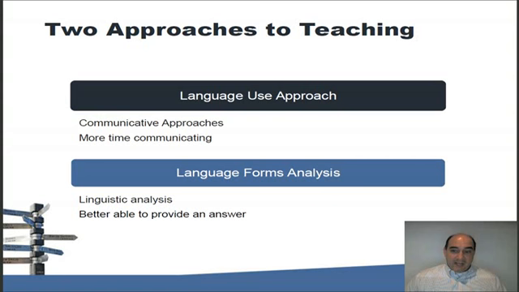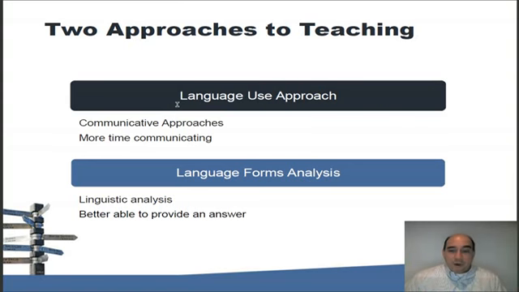Let's begin by looking at these two different approaches. Murcia and Larsen-Freeman talk about these two ends of the spectrum here, and I prefer to look at it more as a continuum. But let's take a look at the two ends first.